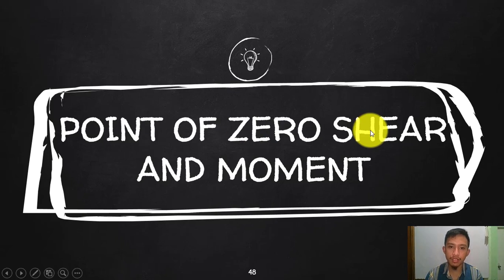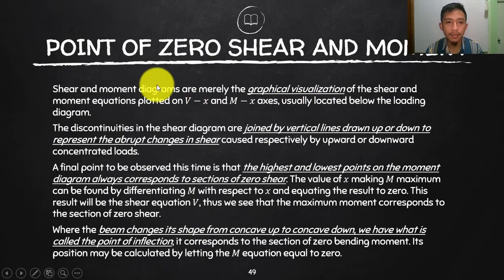Now, point of zero shear and moment. This is now the point of zero shear and moment. Let's discuss this before we try to apply all of this into a problem. Shear and moment diagrams are merely the graphical visualization of the shear and moment equation. This is what I explained a while ago. You can read about this. Discontinuities in the shear diagram are joined by a vertical line drawn up and down to represent the abrupt change in shear. I will explain that also in the example.